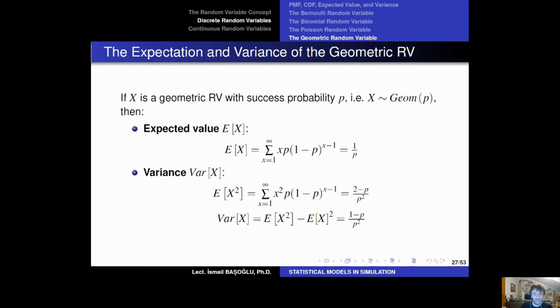Expected value of a geometric random variable is 1 over p. There's also a logical explanation for it, but I'm not going to do that. You can still calculate the expected value of a geometric random variable by using the expected value formulation. We need to do a few mathematical tricks in order to convert this summation into 1 over p. And the variance of the geometric random variable is equal to (1 minus p) over p squared.